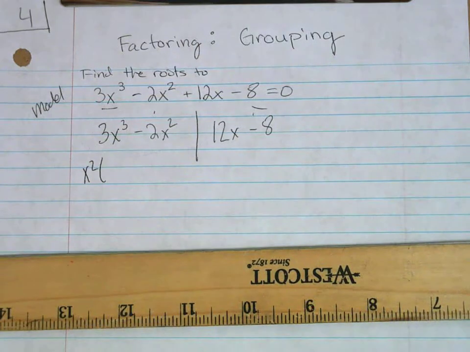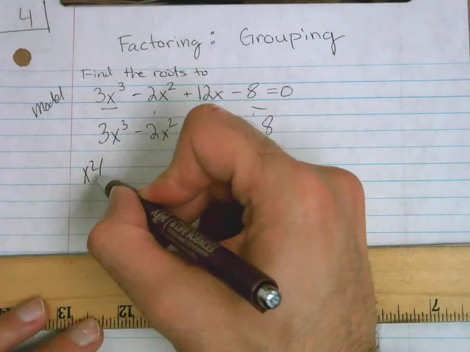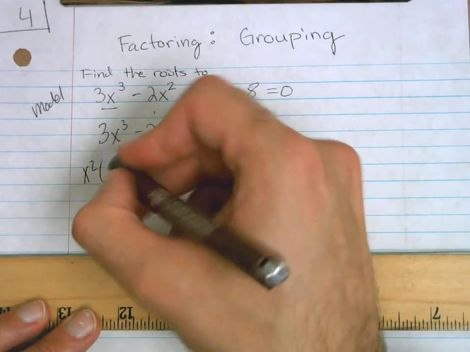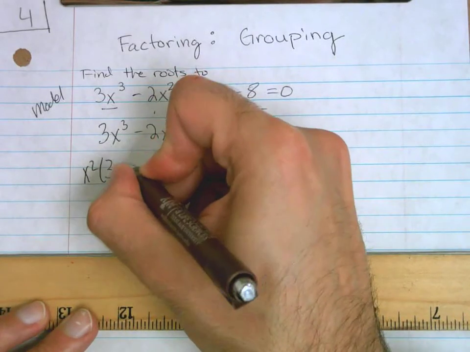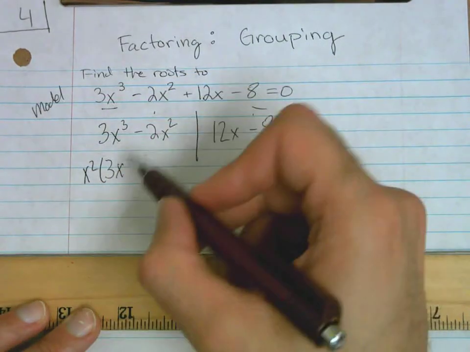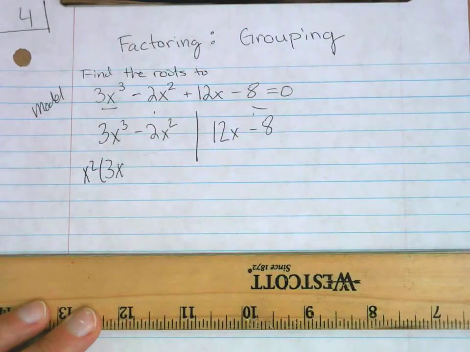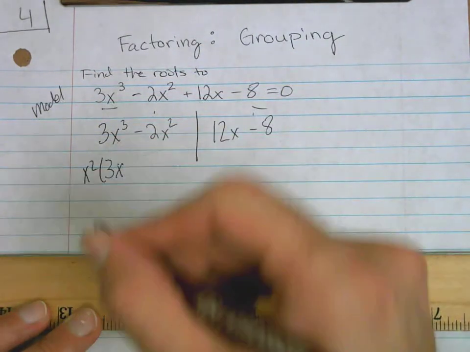So write x squared. What's left here? Well, what's left if I take out x squared? That's a 3, and an x is there. And what about here? What is left after I take away x squared? That's right, minus 2.